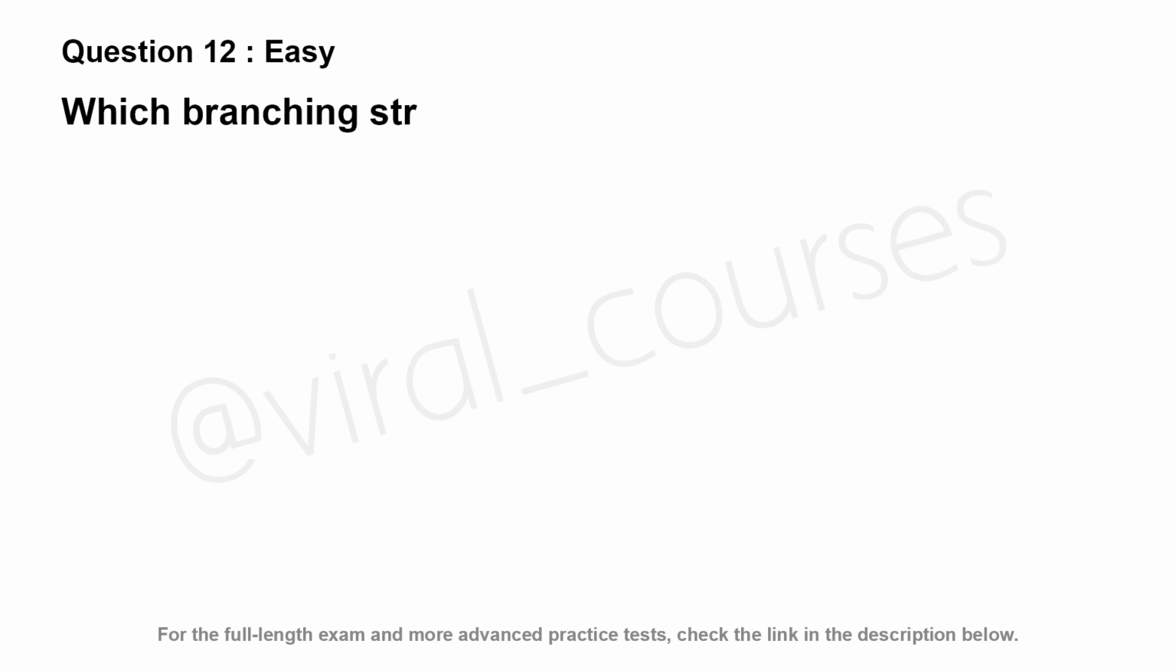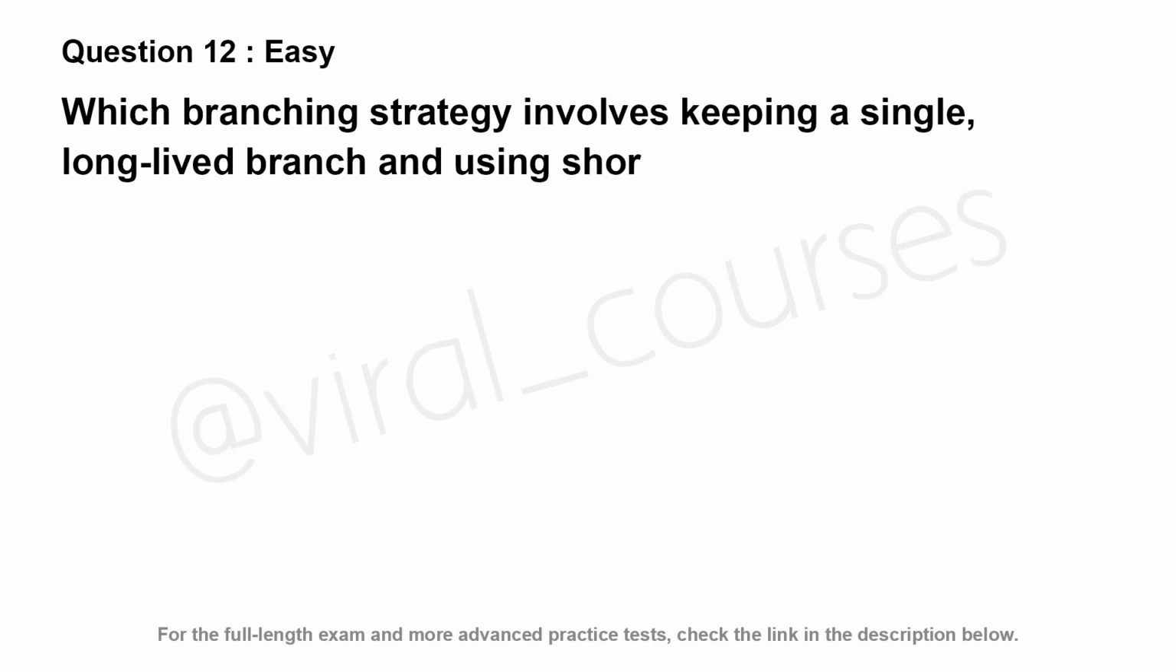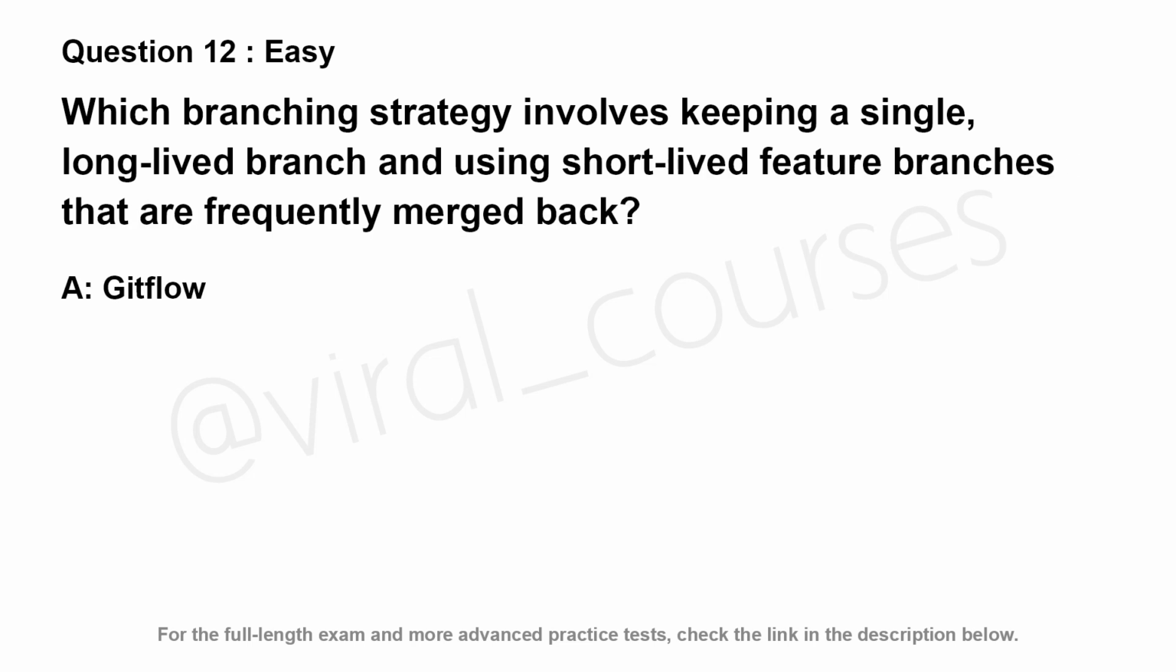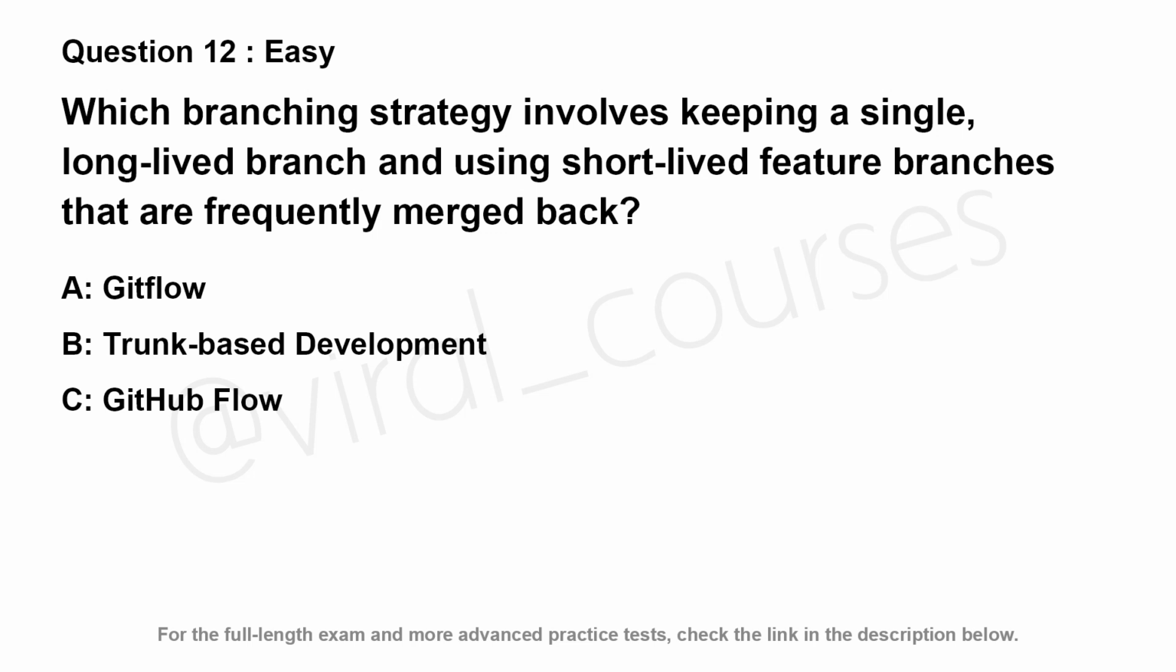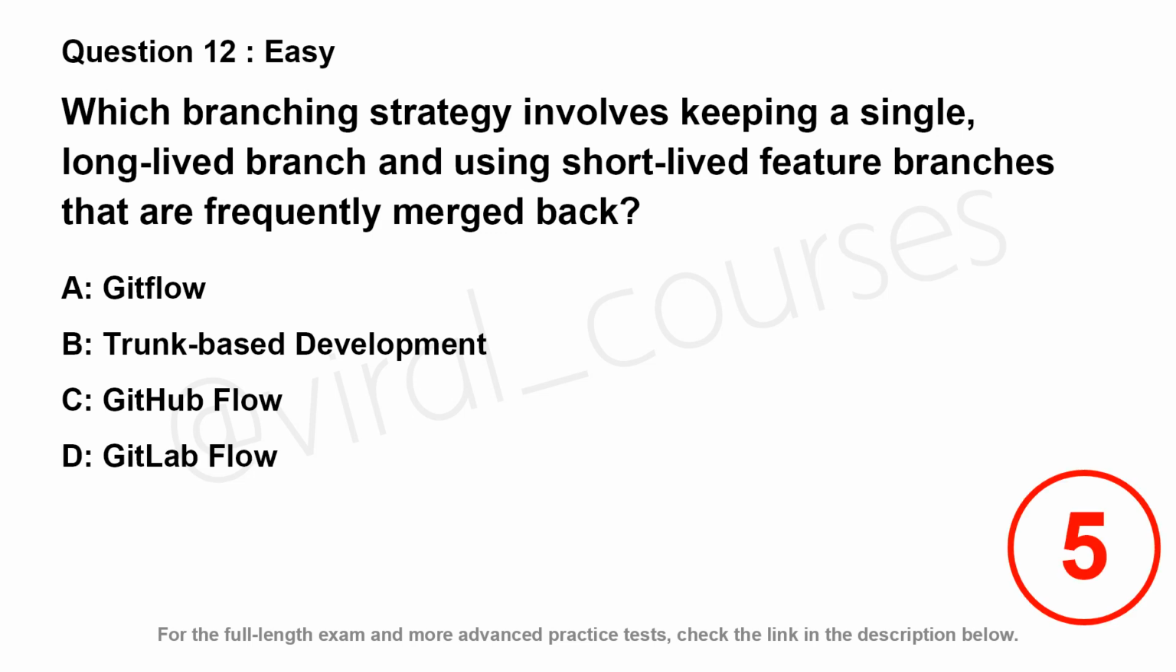Which branching strategy involves keeping a single, long-lived branch and using short-lived feature branches that are frequently merged back? Option A. Gitflow. Option B. Trunk-based development. Option C. GitHub flow. Option D. GitLab flow.